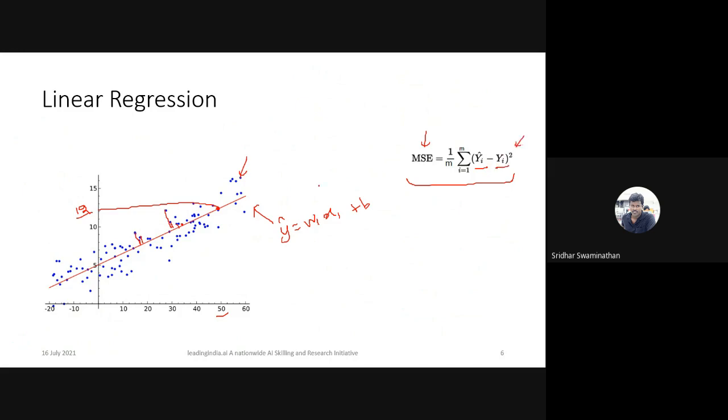And you take a square, so both negative and positive errors become positive only. And you take a sum and then take an average. That is the mean squared error. And for a good model, this mean squared error should be minimum.